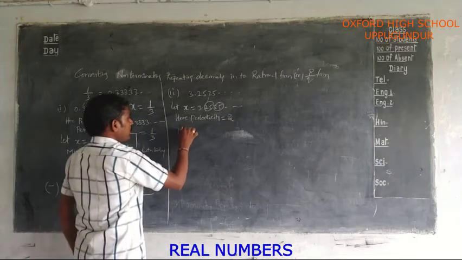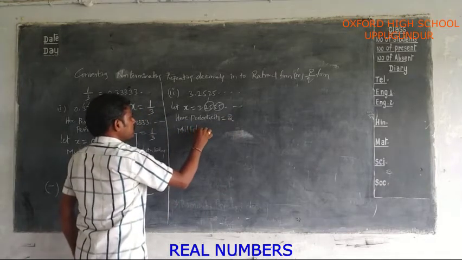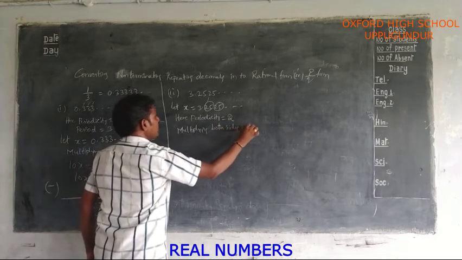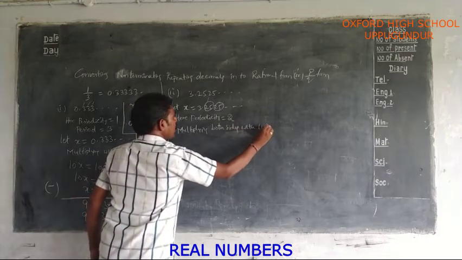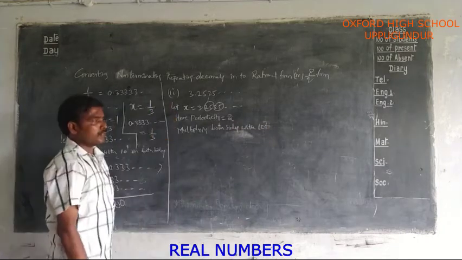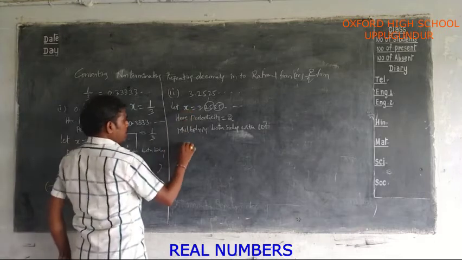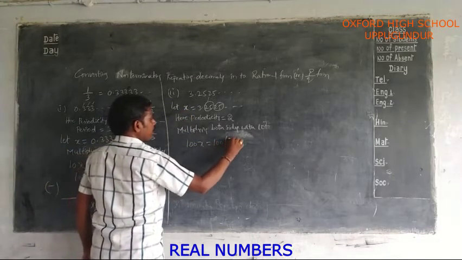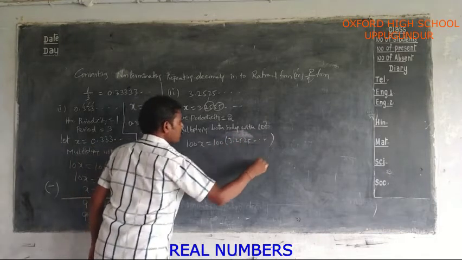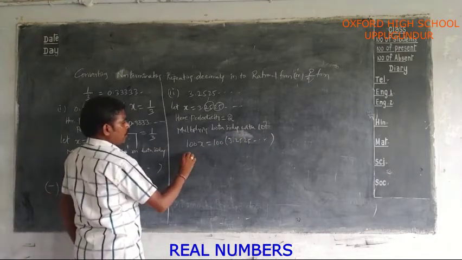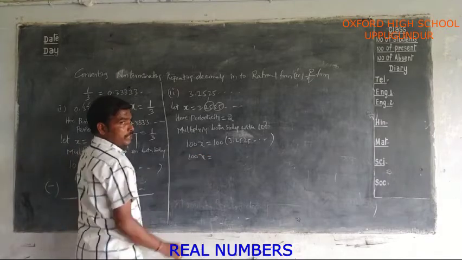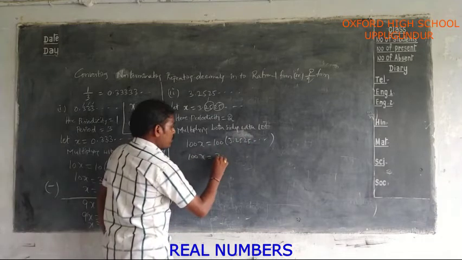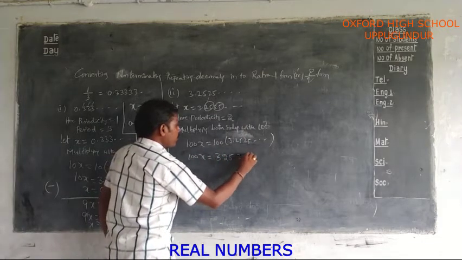So multiplying both sides with 100, or 10 square. 10 square means 100. So 10 square into x, 100x equal to 100 into 3.2525 and so on. When you multiply with 100, the point moves 2 places towards the right. So 100x equal to 325.2525 and so on.